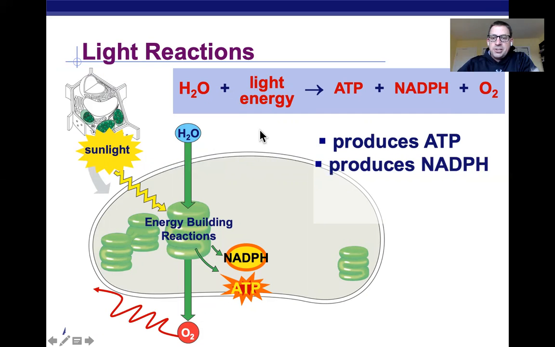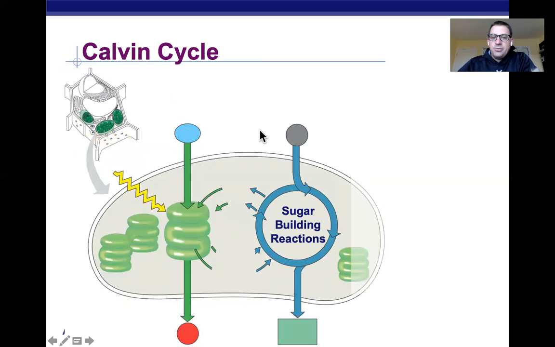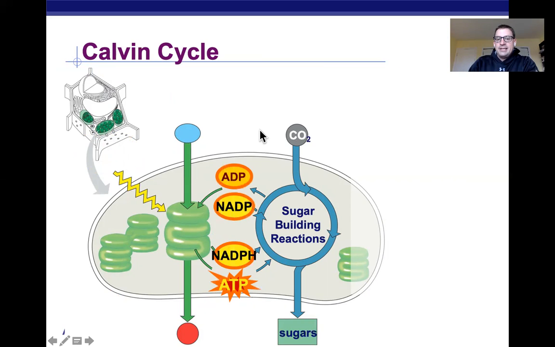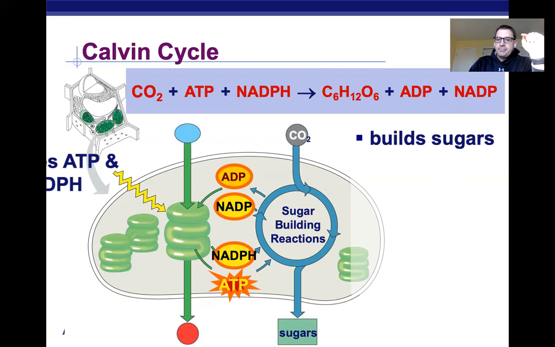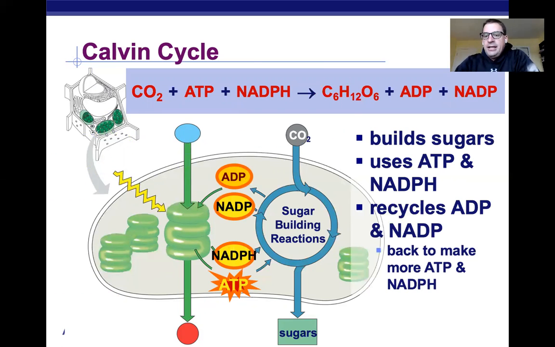So light reactions produce ATP and NADPH and release O2 as a waste product. The ATP and NADPH are going to be used along with carbon dioxide in the Calvin cycle to generate sugars like G3P. And the NADP and the ADP are recycled back to the light reactions. Okay. So this builds sugars by using ATP and NADPH and recycles ADP and NADP.